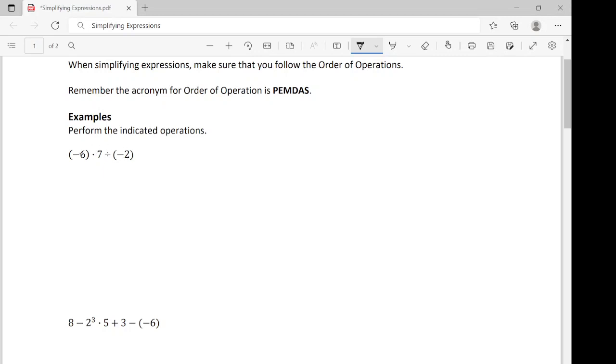So parentheses, can't do anything because they're just numbers inside, so we move on to exponents. No exponents, so we move on to multiplication, which is -6 times 7, which is -42, divided by -2. No more multiplication, but we do got division, so -42 divided by -2 is going to give you a positive 21. So the expression simplifies to positive 21.